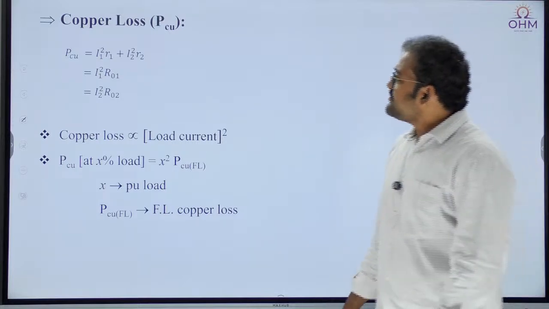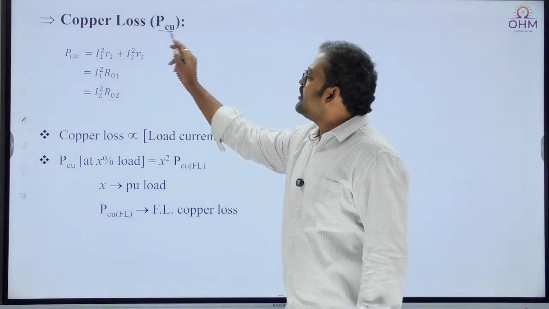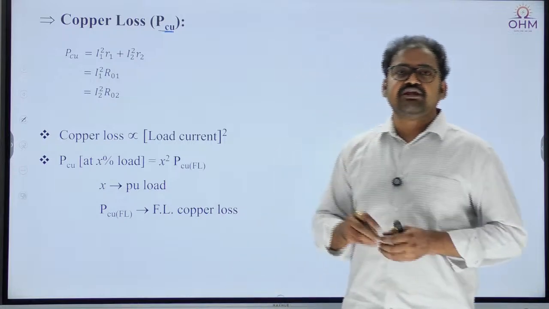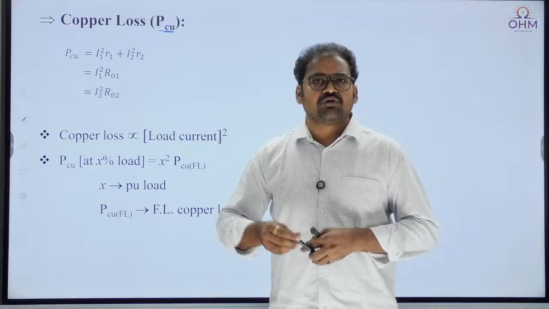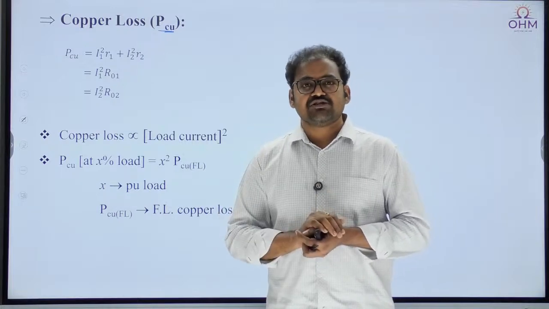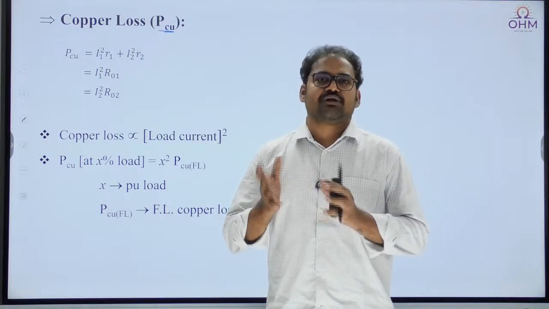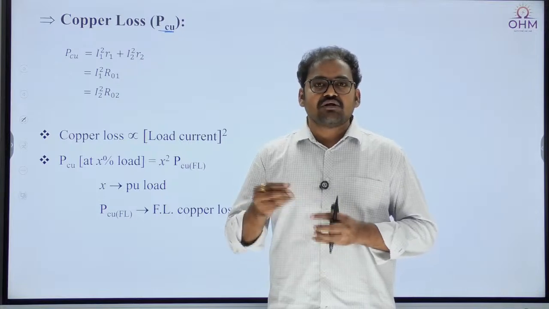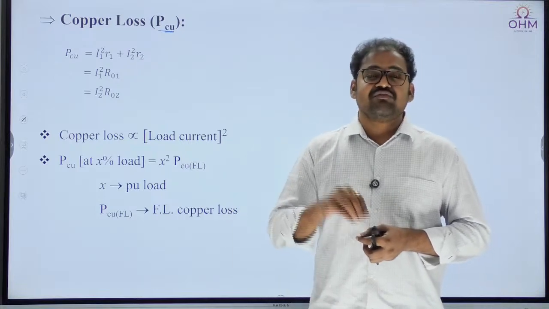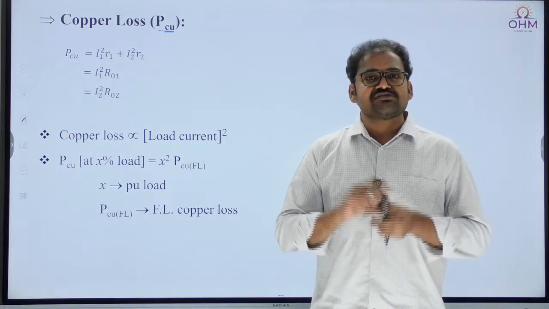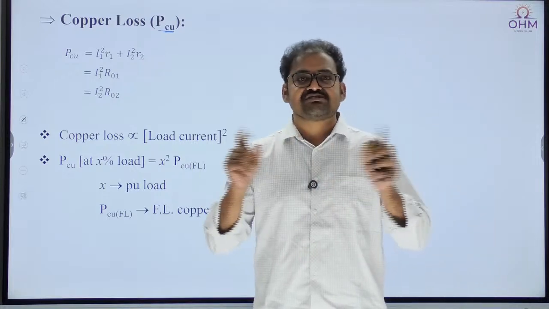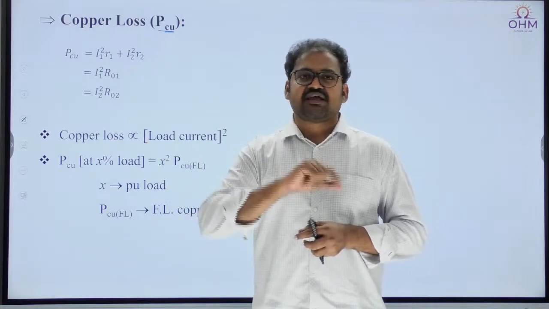Now the next one is copper loss. We all know that copper loss is mainly due to the resistance offered by the transformer winding. Whenever current is passing through the winding resistance, definitely copper loss will be produced. To minimize copper losses, we will generally use low resistance windings. And a transformer has two resistances, primary winding and secondary winding.